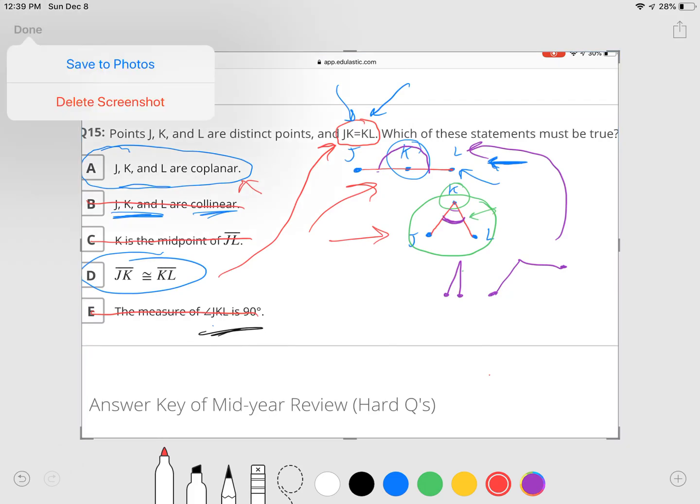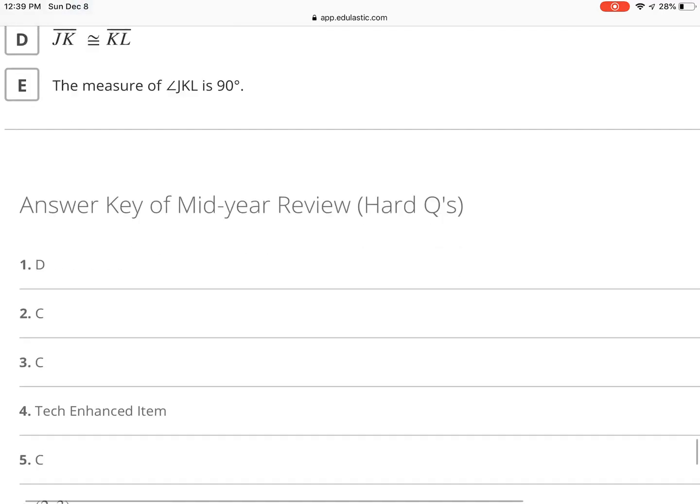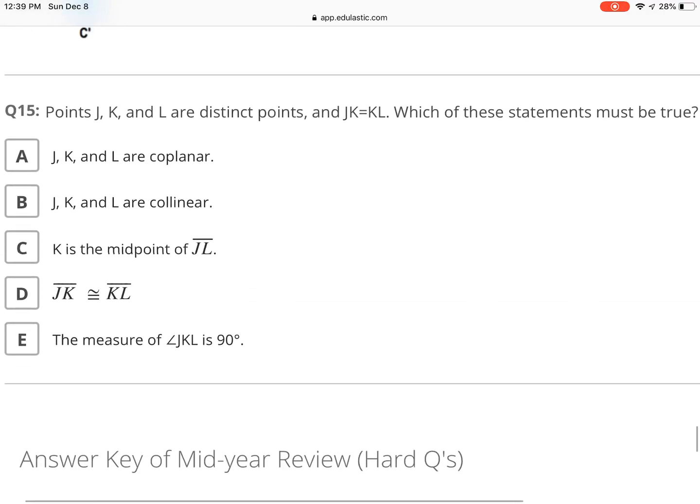Okay. So, done, delete screenshot. And that's all the solutions for the hard questions for the mid.